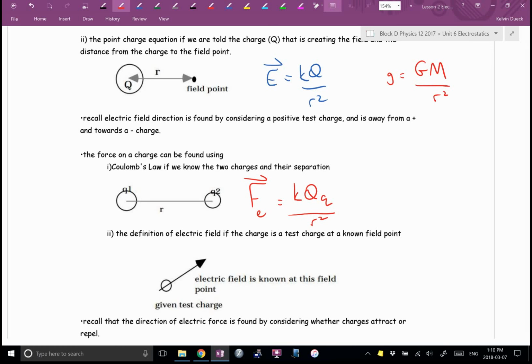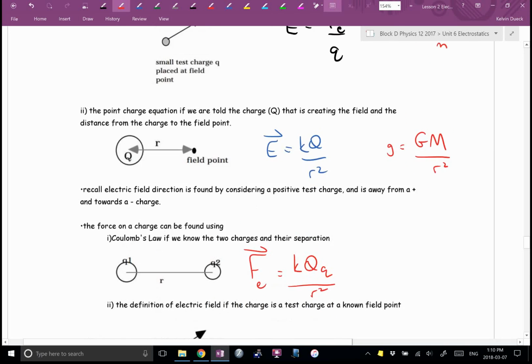Lyndon, what's K? Nine scientific notation, but nine times 10 to the ninth. Yeah, I totally care. Sure you do.